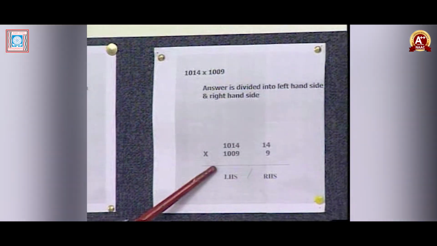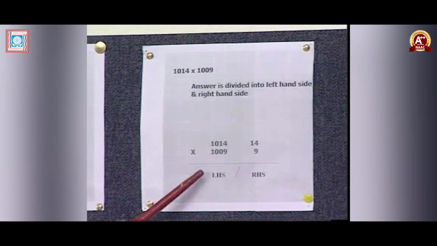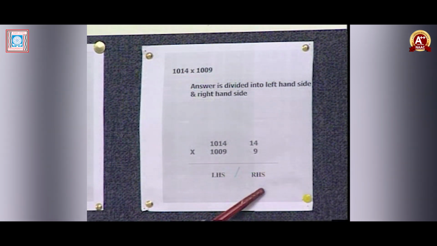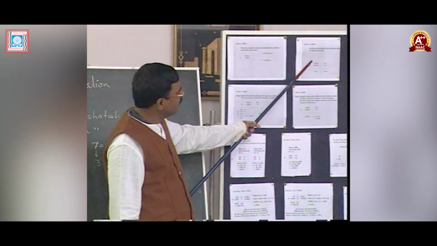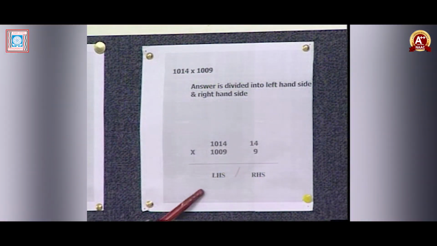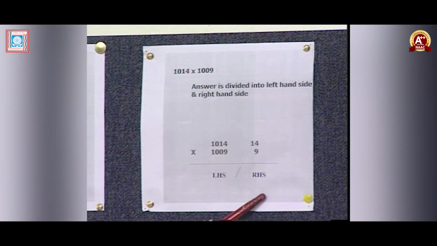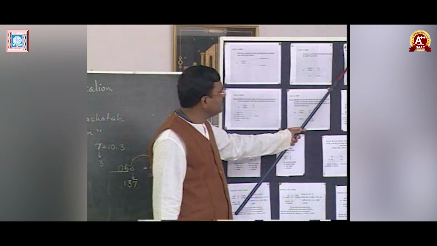These being the two numbers, you get the answer in two parts. One is the left hand side, another is the right hand side. I will repeat once again: with these two numbers, you get the answer in two parts, one left hand side, one right hand side. You selected 1000 as the nearer base.